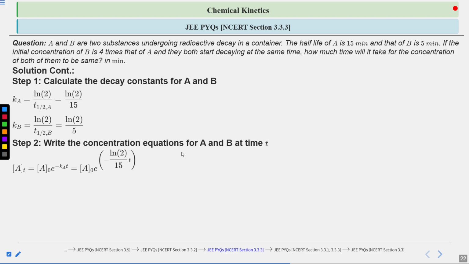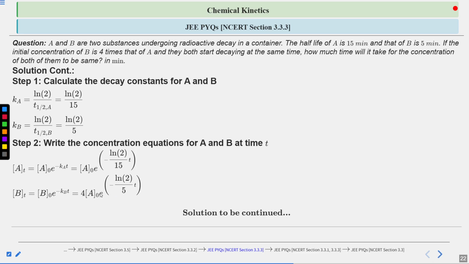So we write the concentration equation for A, and similarly for B the concentration equation is going to be equal to 4 times A naught, because B naught is 4 times A naught, e to the power minus ln2 by 5 t. Yes, ln2 is basically 0.693. You can use that also. So you can write the B concentration as 4 times A naught e to the power minus ln2 by 5 t. This is basically the Kb value which we have put here. So we have written the concentration equations for A and B.